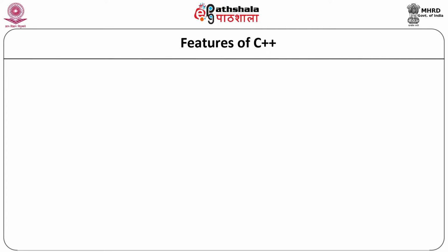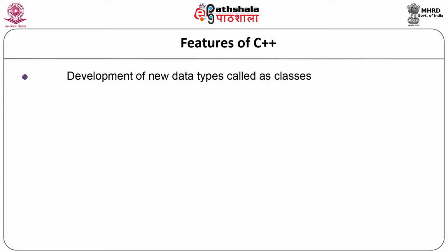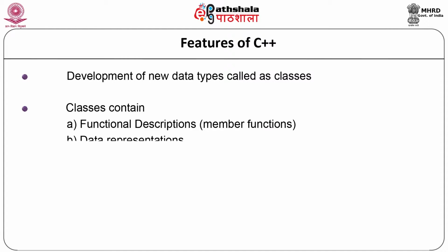Now let us see the features of C++. The C++ programming language is based on the C language. Although C++ is a descendant of the C language, the two languages are not always compatible. In C++, new data types can be developed that contain functional descriptions, member functions as well as data representations. These new data types are called classes.